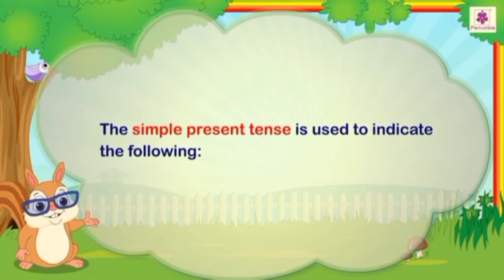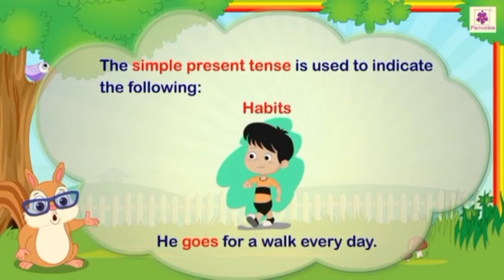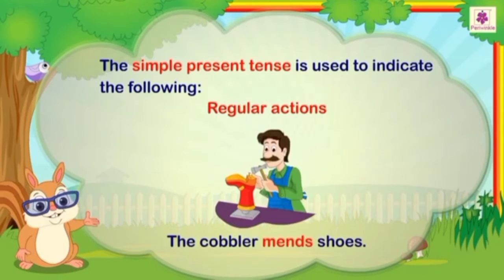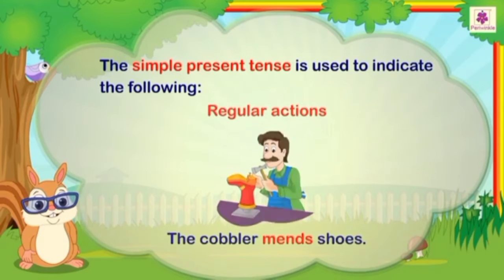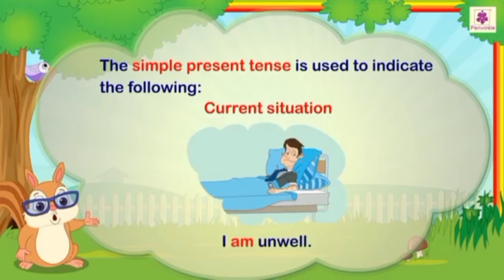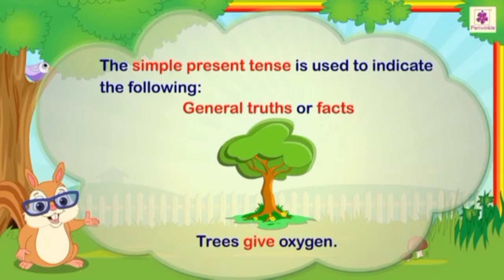The simple present tense is used to indicate the following. Habits. For example, he goes for a walk every day. Regular actions. For example, the cobbler mends shoes. Current situation. For example, I am unwell. General truths or facts. For example, trees give oxygen.